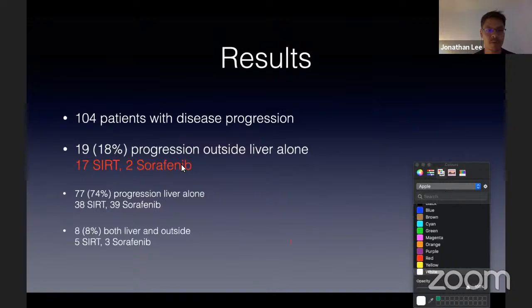And then moving on, we've got 104 patients who had disease progression, but what's interesting is that the SIRT group had more progression outside of the liver alone, whereas comparatively, they were more or less the same with disease progression within the liver, or both in and out of the liver itself.